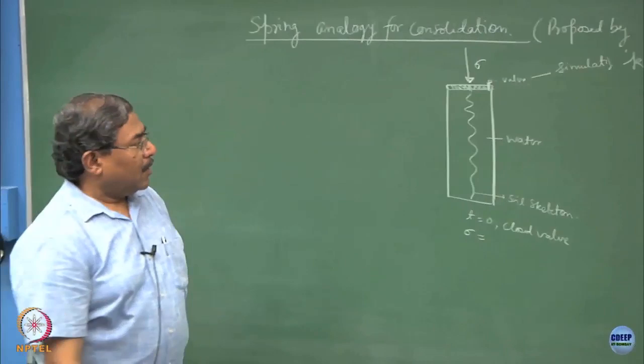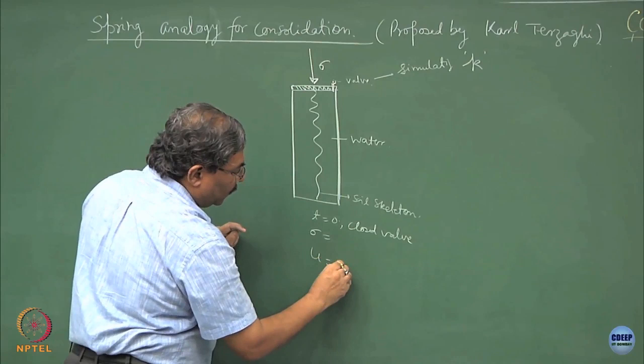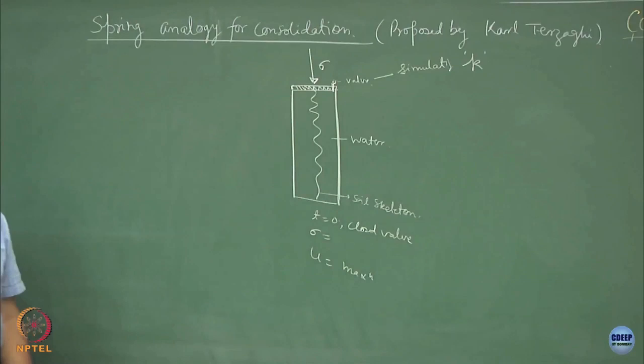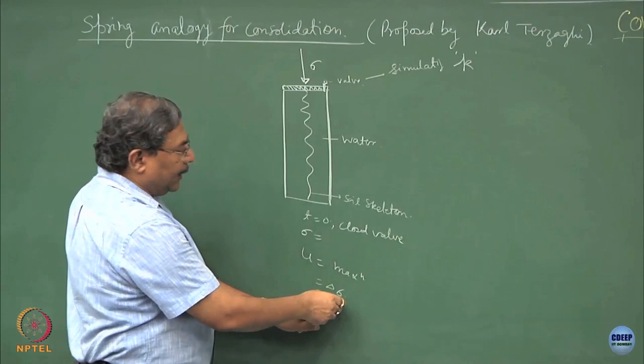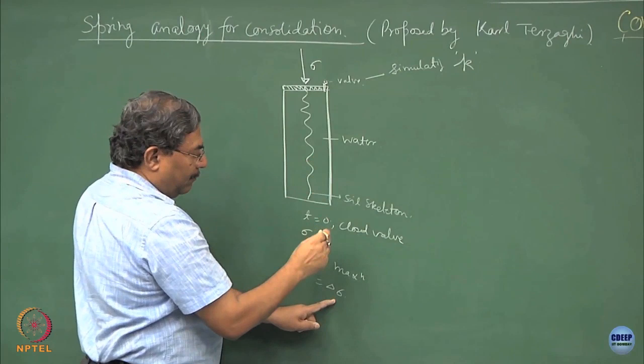What is going to happen? The pore pressure is going to be maximum, is it not? And this will be equal to delta sigma which you have applied, because the entire pressure is being taken up by the water. So, sigma prime will be equal to 0.